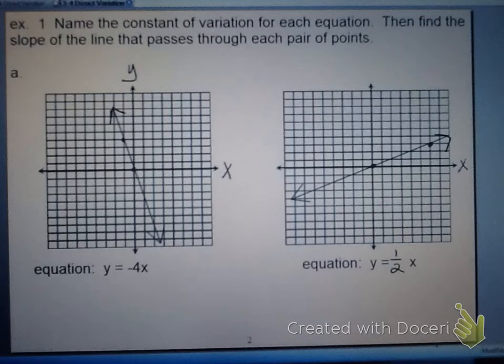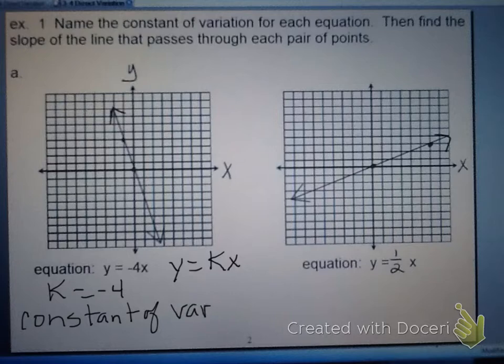Example 1. Name the constant of variation for each equation. Then find the slope of the line that passes through the points. Okay, the constant of variation. The equation of this line is y equals negative 4x, and it fits into the equation y equals kx. So the number in front of x stands for your constant of variation. So k is negative 4. And again, k stands for constant of variation.